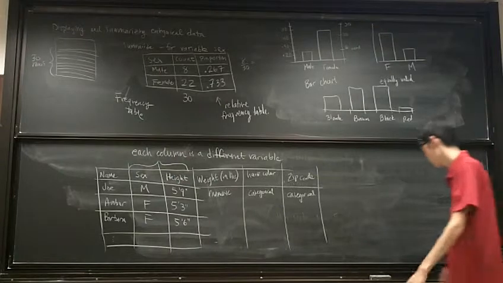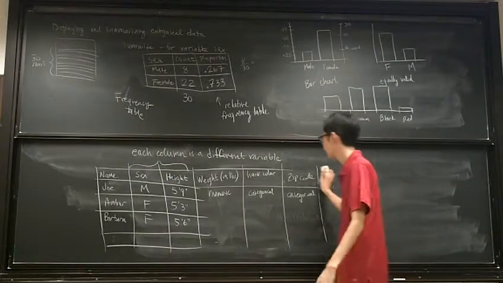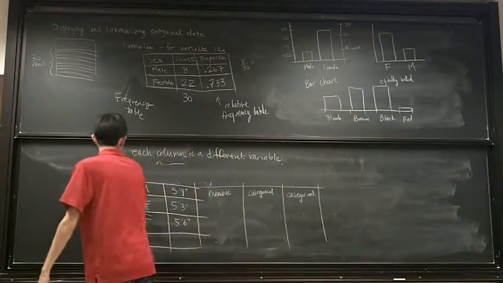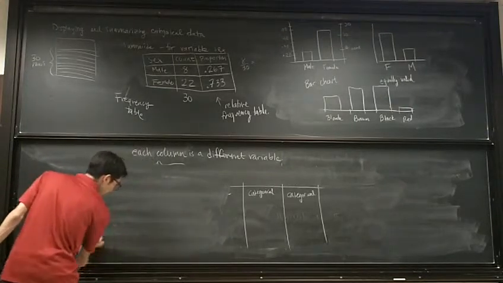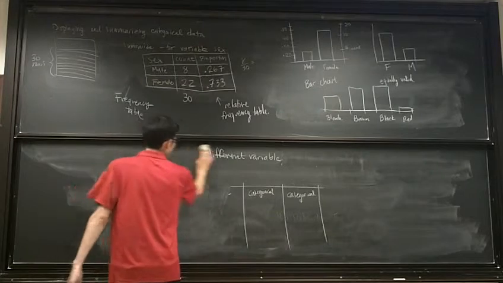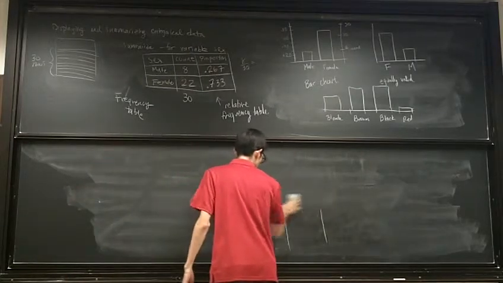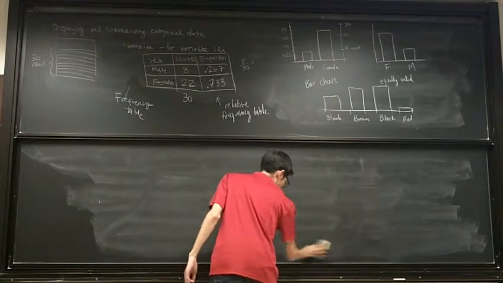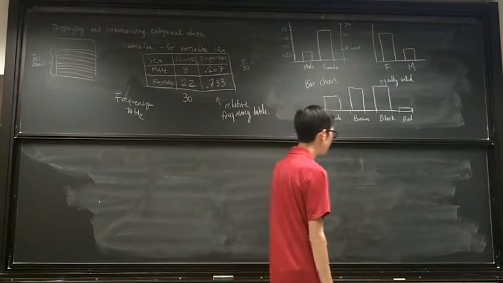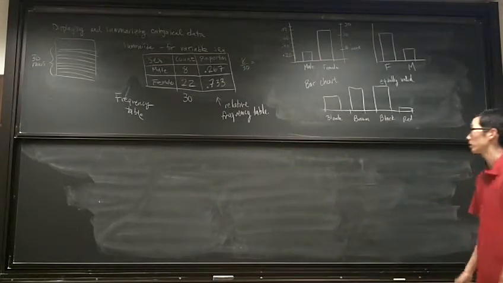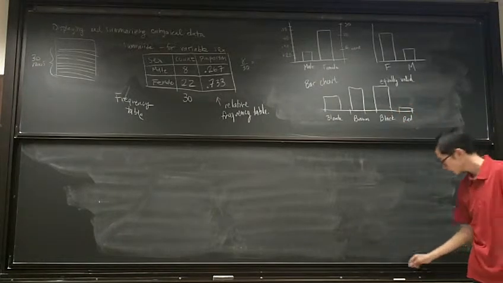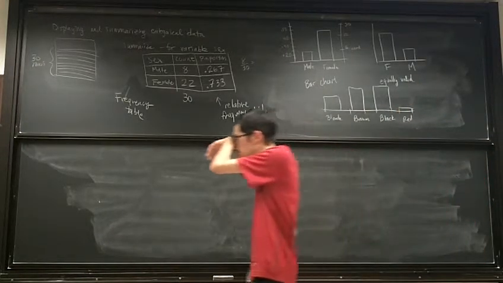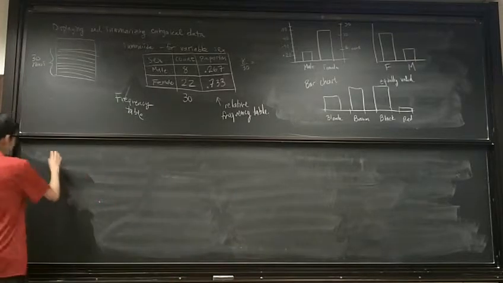On the other hand, if I'm dealing with a numeric variable, the way I summarize data and look at them is also very different. Okay, so a frequency table and bar charts, this is for categorical data. Okay. Now let's talk about displaying and summarizing.